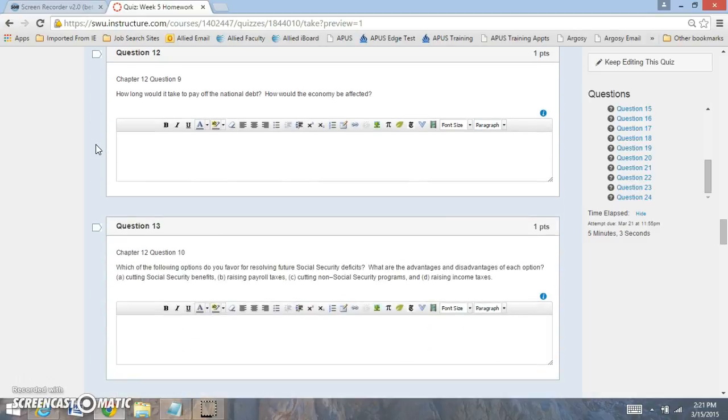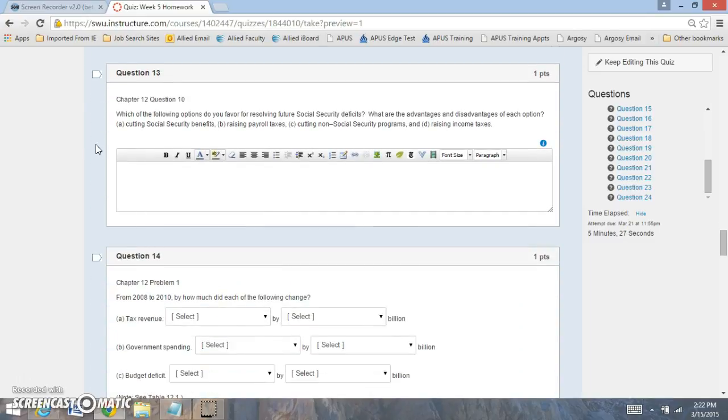How long would it take to pay off the national debt? How would the economy be affected? So in the second part, if we had to cut government spending and increase taxes, you'll notice that economic growth would be much more affected because of the lack of stimulus that would be provided.